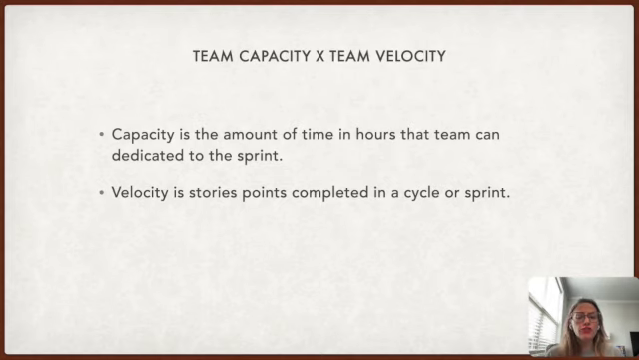To understand the difference between team capacity and team velocity, it's important to keep in mind that capacity is the amount of hours that the team has available to dedicate to that sprint, and velocity is the average of story points completed in a cycle or a sprint, or even during the last few sprints.